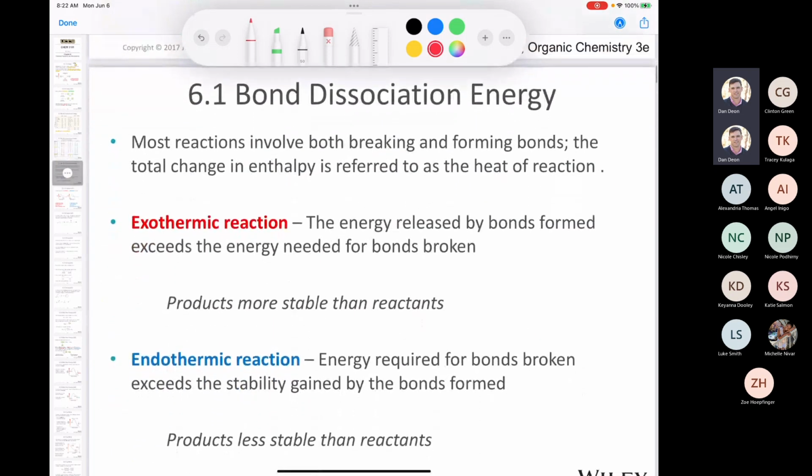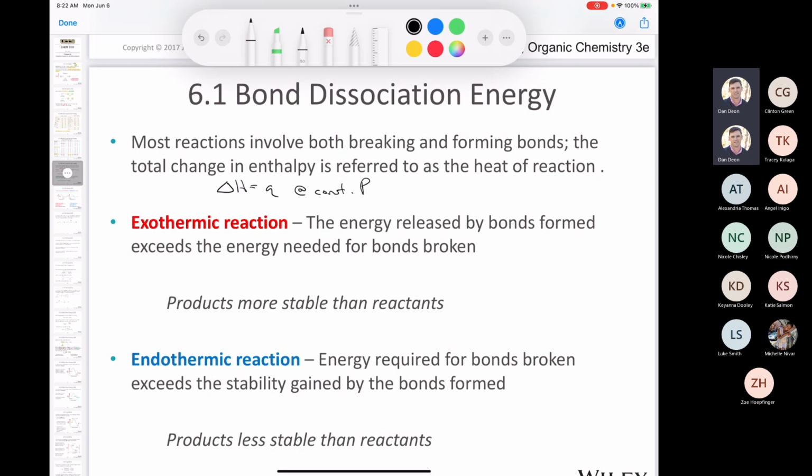So let's review a little bit here. It says most reactions involve breaking and forming bonds. The total change in enthalpy is referred to as the heat of reaction. So again, delta H is equal to Q at constant pressure. And since Q represents heat, we can say the change in enthalpy is equal to the change in heat for the reaction. Well, something else you need to know are exothermic and endothermic reactions. What are the differences? And what do they mean?